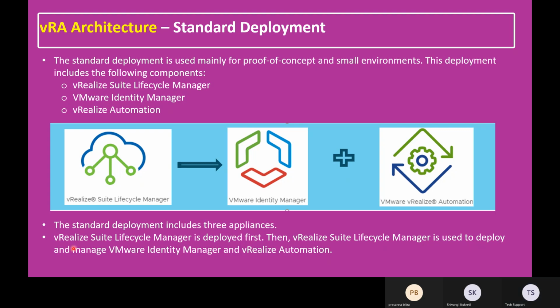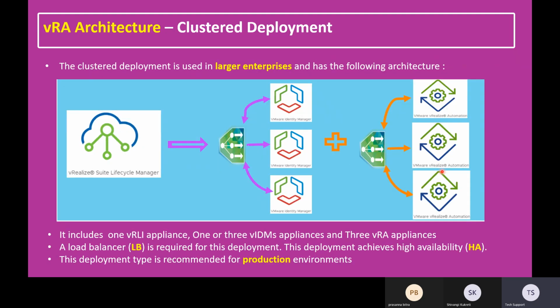Okay. The standard deployment includes mainly three appliances, and vRealize Suite Lifecycle Manager is deployed first, and then it will deploy the vRA Identity Manager and Automation. Okay, this is the standard deployment. We have only three appliances. Next is the clustered architecture.